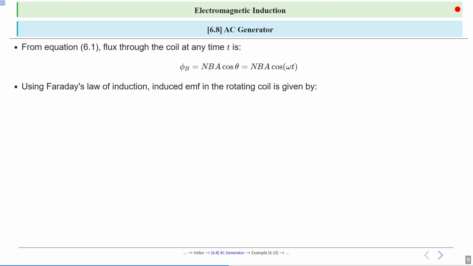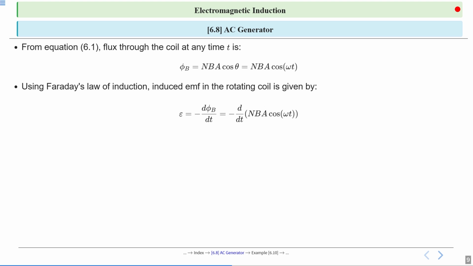Using Faraday's law of induction. So what is Faraday's law of induction? EMF induced is equal to the rate of change of magnetic flux. Magnetic flux we have calculated, so we will take the change of this magnetic flux with respect to time. Using Faraday's law of induction, the induced EMF in the rotating coil is given by epsilon equal to minus d phi B upon dt.